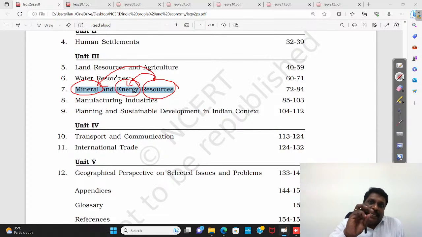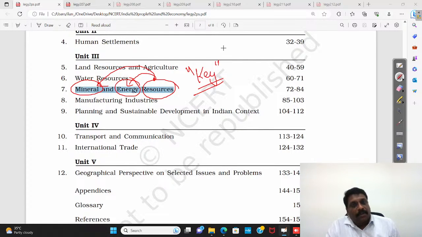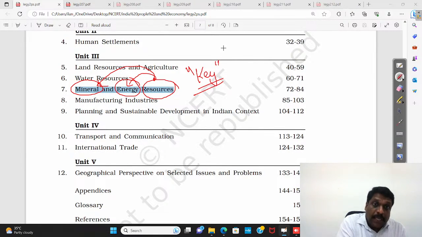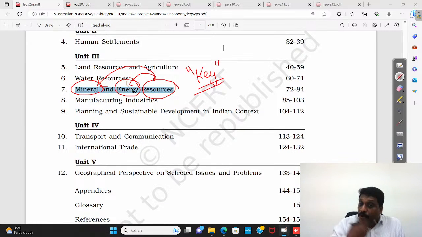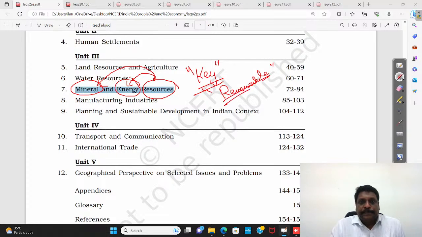But what is very important? Key natural resource. If I insist on this word key, am I right? Few very important metallic minerals, few very important non-metallic minerals, some of the very important conventional energy resources, and important non-conventional energy resources. Most of the non-conventional energy resources are renewable resources. So my focus should revolve around these renewable resources. Okay, right. So I'm just giving you an idea of how exactly this particular chapter should be studied.